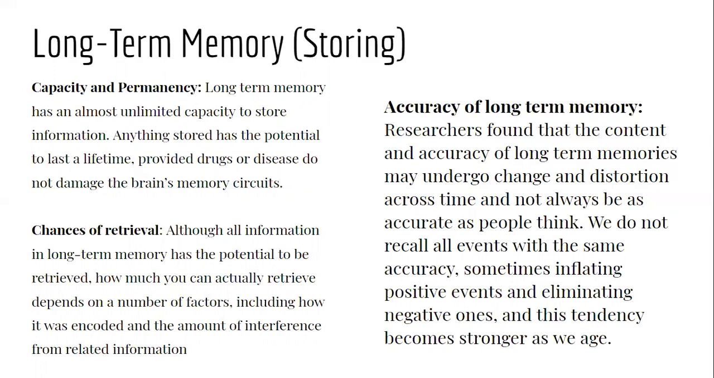Accuracy of long-term memory. Researchers found that the content and accuracy of long-term memories may undergo change and distortion across time, and may not always be as accurate as people think. We do not recall all events with the same accuracy, sometimes inflating positive events and minimizing negative ones. This tendency becomes stronger as we age.